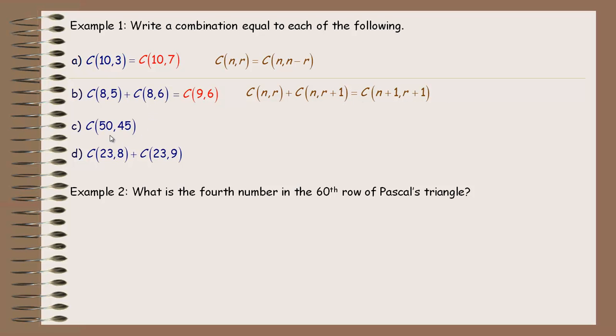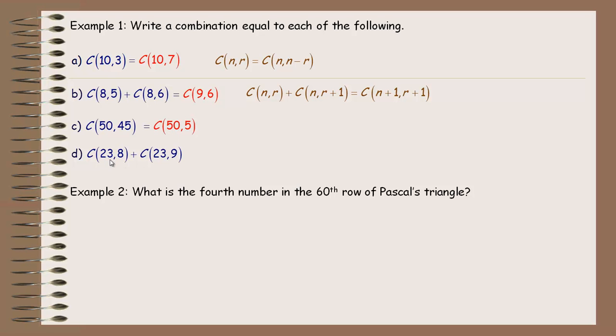In C, an equivalent combination here, same formula as up here: 50 choose 45 would equal 50 choose 5. Again, this r number and this r number add to the n number. 45 and 5 add to 50. And you could demonstrate that with the calculator too.